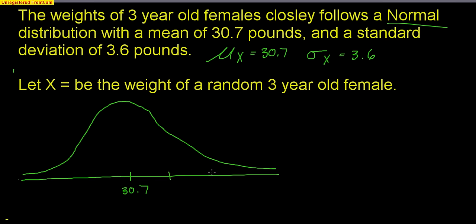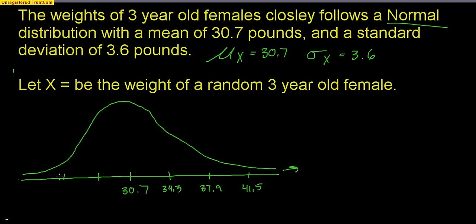Then we go up 1, we go up 2, we go up 3 standard deviations. So if I'm using my calculator here, 30.7 plus 3.6 takes me to 34.3. Plus another 3.6 takes me to 37.9. Plus another 3.6 takes me to 41.5. Now, again, this technically goes on forever because a girl could weigh more than that, but it would be very, very unlikely, which is what the curve shows me.